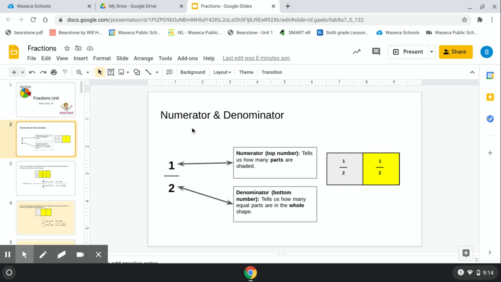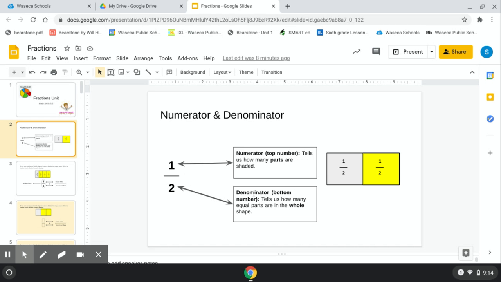In a fraction, there are two parts. There is a numerator and a denominator. The numerator, or the top number, tells us how many parts are shaded. Looking at this rectangle, I see that one of the parts is shaded yellow. So our top number, or our numerator, is going to be 1.